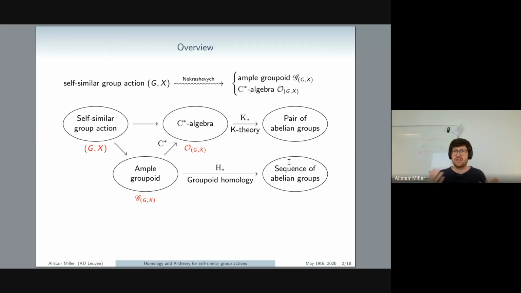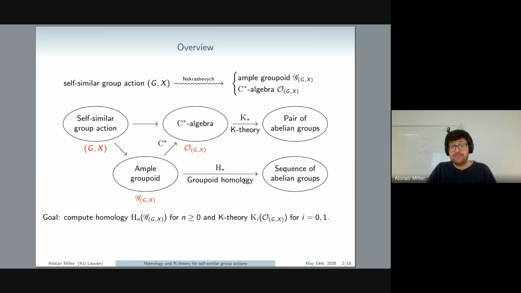Lots of people have studied the connection between the homology of a groupoid and the K-theory of the C-star algebra of the groupoid, and there's this so-called HK conjecture linking these. We're going to see some examples today that fit into this framework and some examples which don't fit into that framework that refute the HK idea. For K-theory, we get K0 and K1. For groupoid homology, we get H0, H1, H2, etc. So this is our goal.